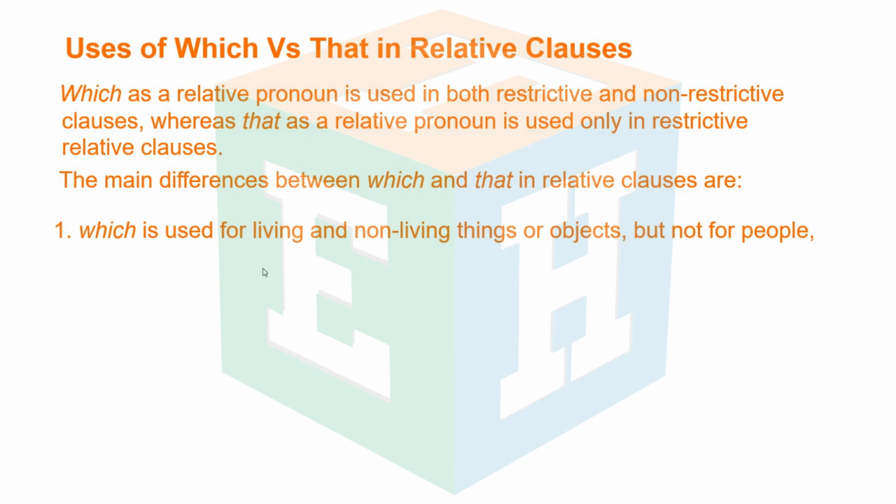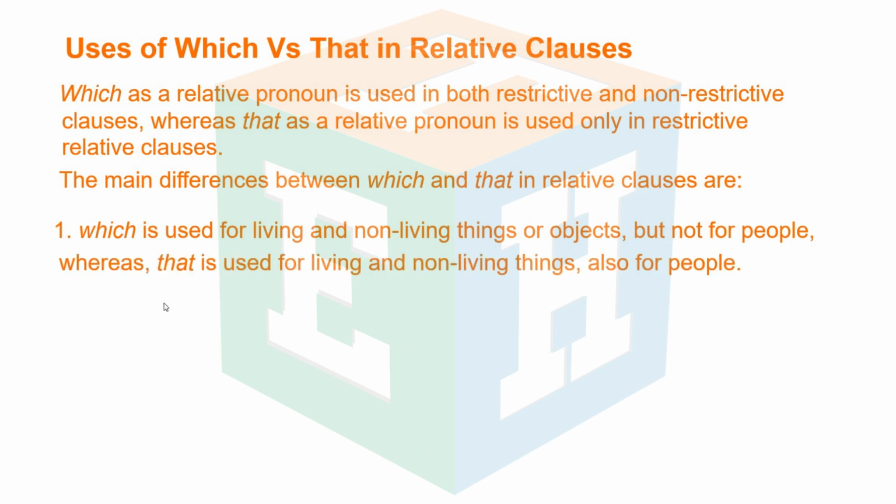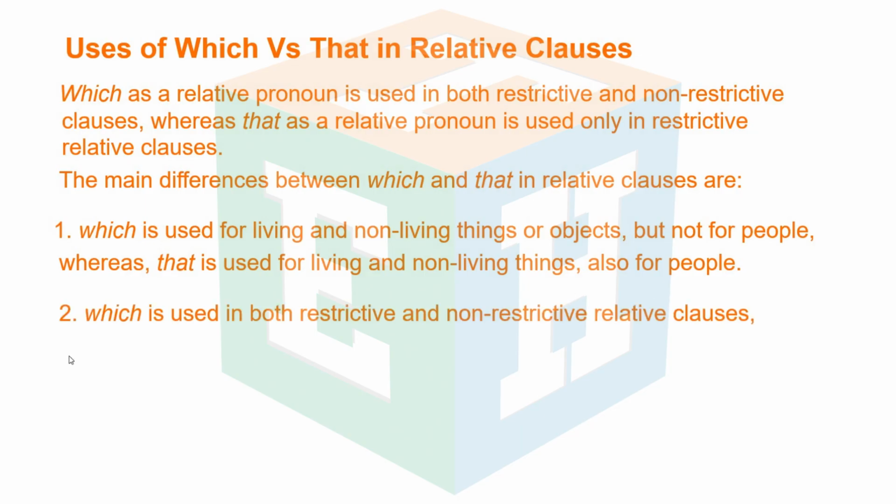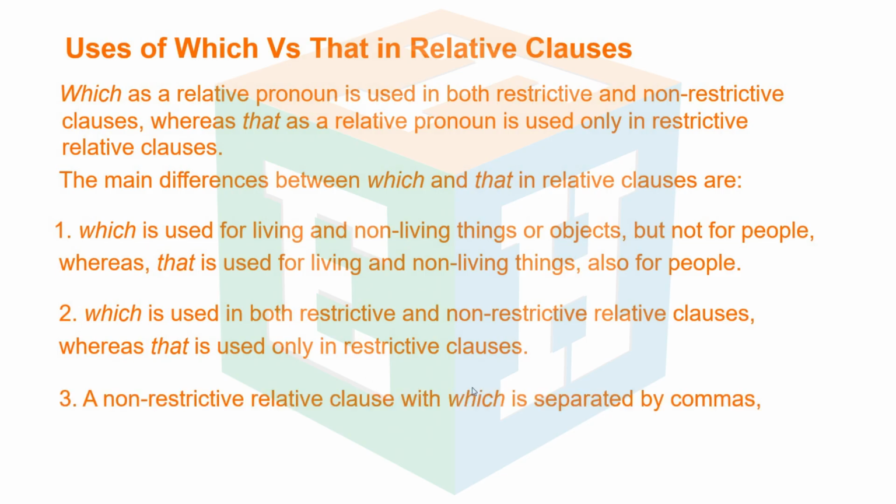Which is used for living and non-living things or objects, but not for people, whereas that is used for living and non-living things, also for people. 2. Which is used in both restrictive and non-restrictive relative clauses, whereas that is used only in restrictive clauses. 3. A non-restrictive relative clause with which is separated by commas, whereas a restrictive relative clause with that is not.